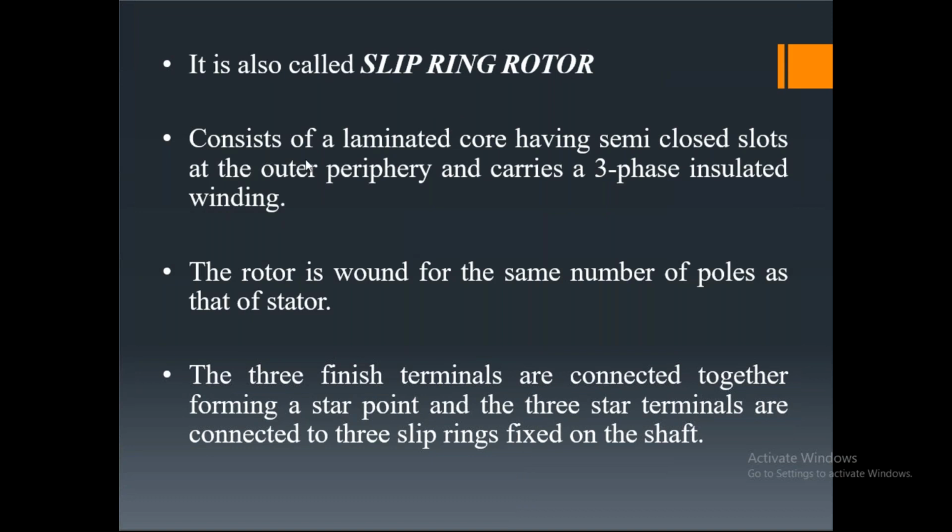Now we'll see what the slip ring induction motor is about. The first one is it consists of a laminated core having semi-closed slots on the outer periphery and carries a three-phase insulated winding. So this is the rotor side. We have the three-phase winding, right? It is connected in star, and the rotor is wound for the same number of poles as that of the stator. That means however many poles are in the stator, the rotor also has the same number of poles. This is also one of the important points. The three finished terminals are connected together forming a star point, and the three star terminals are connected through the slip rings fixed to the shaft.